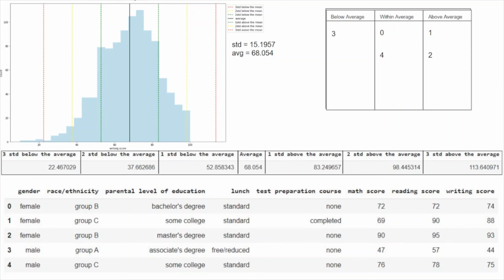And that's how we can use standard deviation to compare student scores and also to recommend students for honor classes if you are a high school teacher.